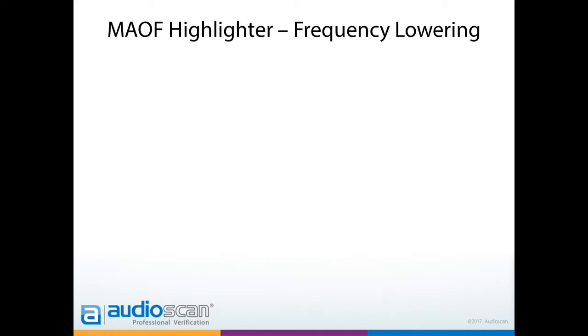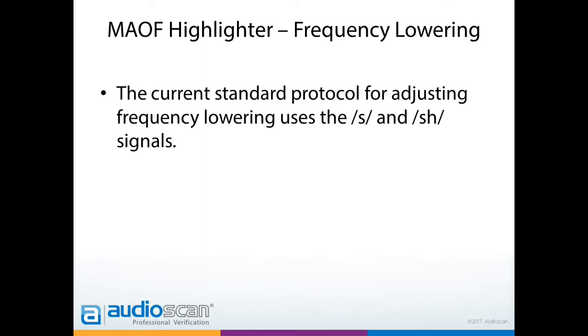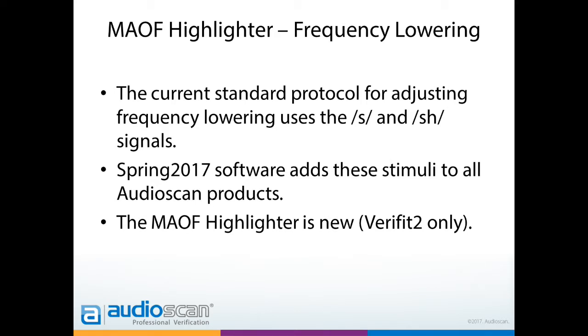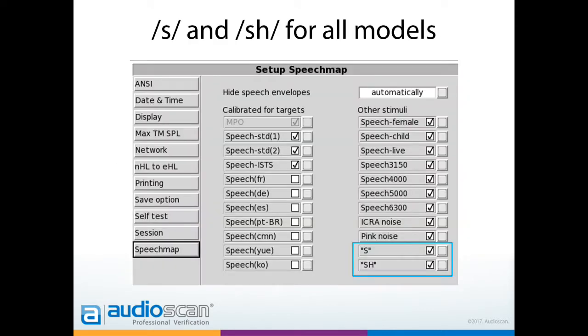First off, we have the MAOF highlighter for Verifit 2. Now, the current standard protocol for adjusting frequency lowering is using the S and the SH signals. Up until now, on models other than the Verifit 2, these signals were added through the use of user files on a USB stick. With this new software release, these stimuli will now be part of all the products. The MAOF highlighter is a new feature also for frequency lowering, but this is just on the Verifit 2. After the update, for all products, you'll see that the S and the SH show up in Setup Speech Map.